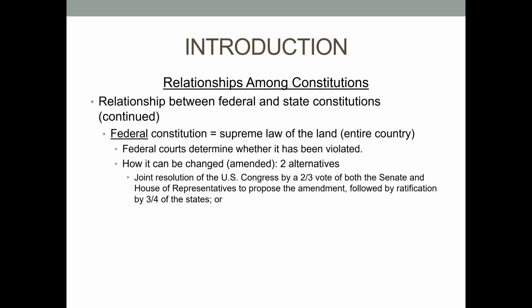There are 2 alternative ways to do this. The first one, and the one that has been used for all of the amendments that are currently in the United States Constitution, is by a joint resolution of the United States Congress on a 2/3 vote of both the Senate and the House of Representatives to propose the amendment. And then if that amendment, upon being sent to the states for ratification, is ratified by at least 3/4 of the states, then the amendment will become permanent.